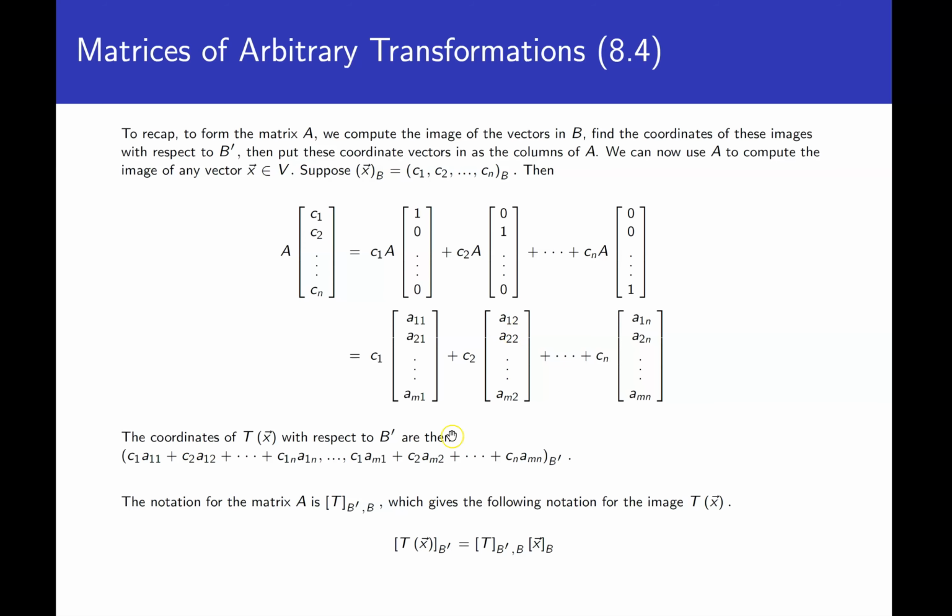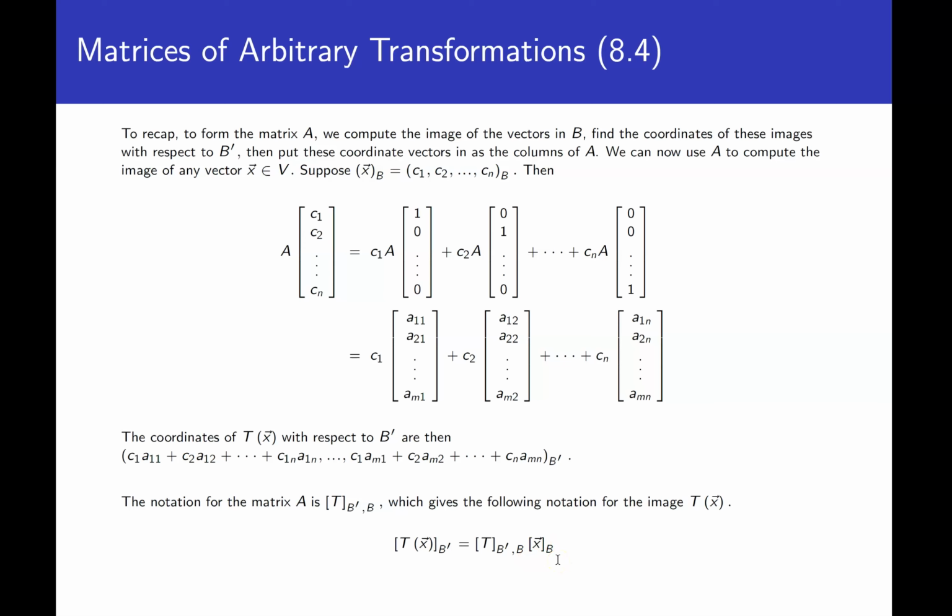We didn't mention it, but notice that we started with n vectors in B and m vectors in W, or in B prime, I should say. It was n in the first space and m in the second space, but the matrix we're using is m by n. It basically flips the dimensions there. All right, so we get this notation for the image. This is the coordinates of the output with respect to B prime. This is the matrix A that we formed. We just give it a new name. And this is the coordinates of the input relative to B.